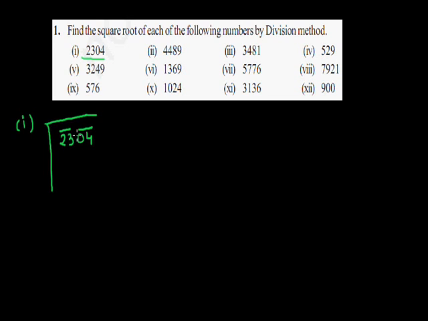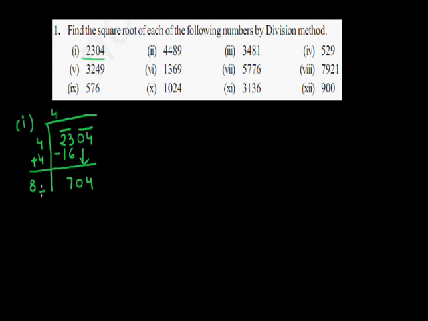Now we have to find a number whose square is less than 23. That is, the square of 4, 16 is less than 23. So I can write 4, 4s are 16. If I do the subtraction, I will get 23 minus 16, that is 7, and I will bring down the next pair, that is 04. Now what I will do is I will add 4 here. So 4 plus 4, that is 8.